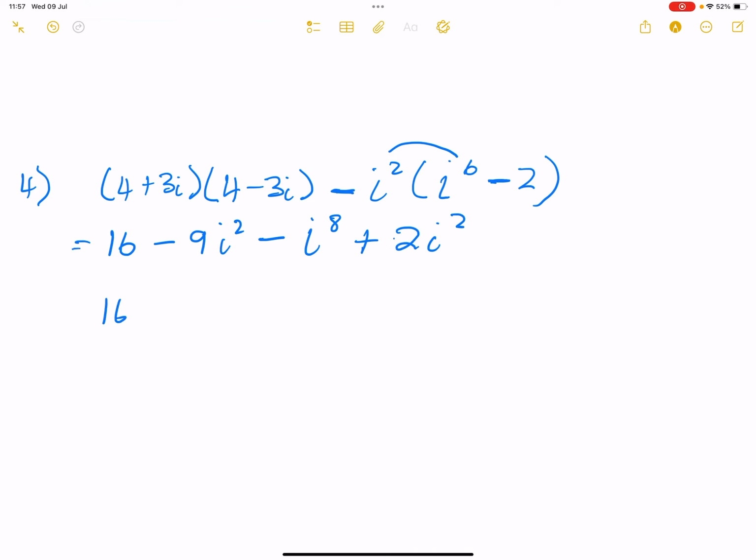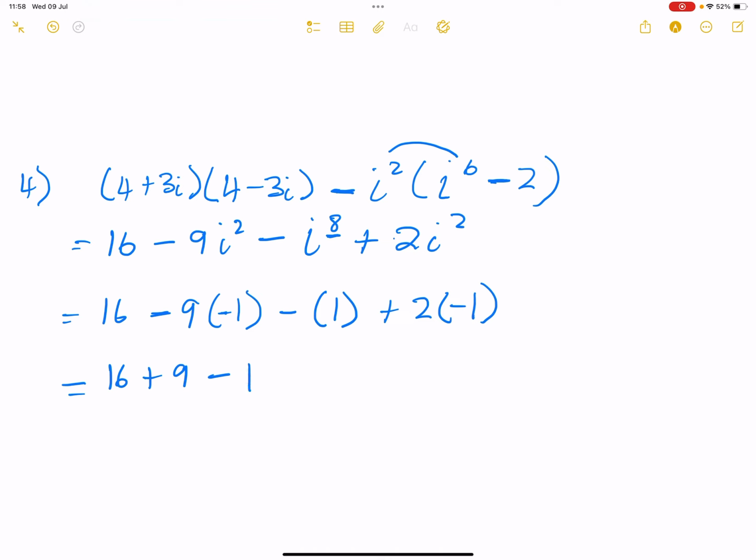And so that becomes 16 minus 9 times negative 1 minus, that's positive 1, right, plus 2 times, again, i squared is negative 1. Right, guys, I please beg you to remember, anything in this case that is a multiple of 4, we know that we will always get a positive 1, right, and i squared will always be negative 1. Okay, so that's 16 plus 9, negative times a negative is a positive, that's minus 1. 2 times negative 1 will be negative 2.